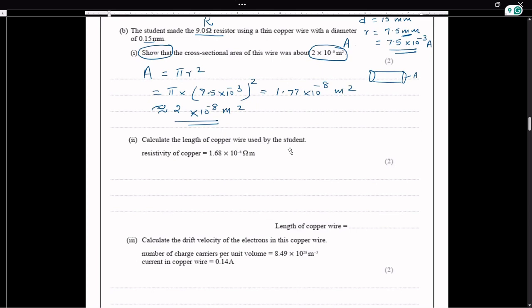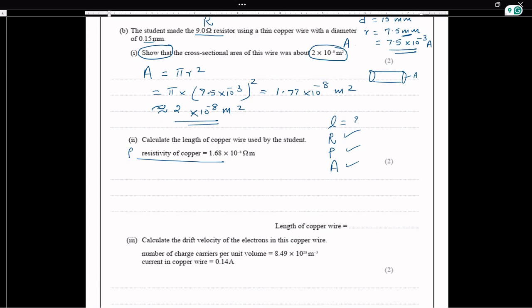Calculate the length of the copper wire used by the student. The resistivity of the copper wire is also given. So it's already given the resistance, the resistivity, and we calculated the area. So we know the resistance, resistivity, and the area. The question is to calculate the length. How much is the length? This is what we have to calculate.